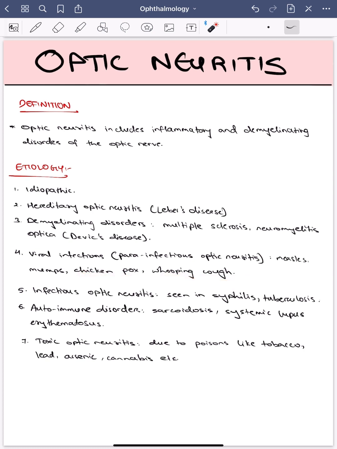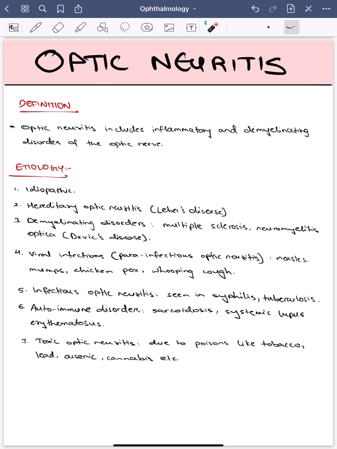It may be in the form of infectious optic neuritis, seen in syphilis and TB. It may be associated with autoimmune disorders like sarcoidosis, systemic lupus erythematosus. And finally, it may be in the form of toxic optic neuritis, which is due to poisons like tobacco, lead, arsenic, and cannabis. So again, the etiology: the various causes of optic neuritis. It may be idiopathic.